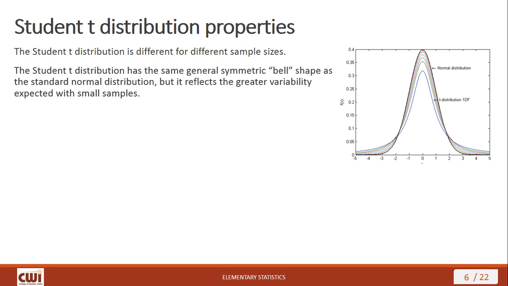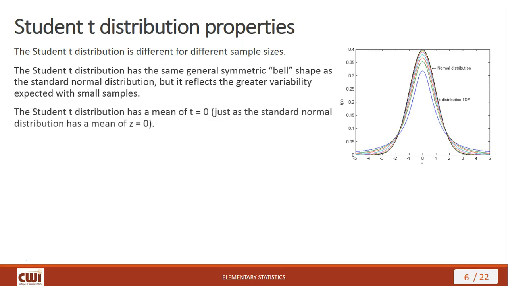So if you're into that sort of realm where you like a good glass of Guinness, the next time you have that glass in your hand, I guarantee you're going to think about the student t-distribution, because that's what spawned it. The student t-distribution has a mean of 0, just like the standard normal distribution has a mean of 0.